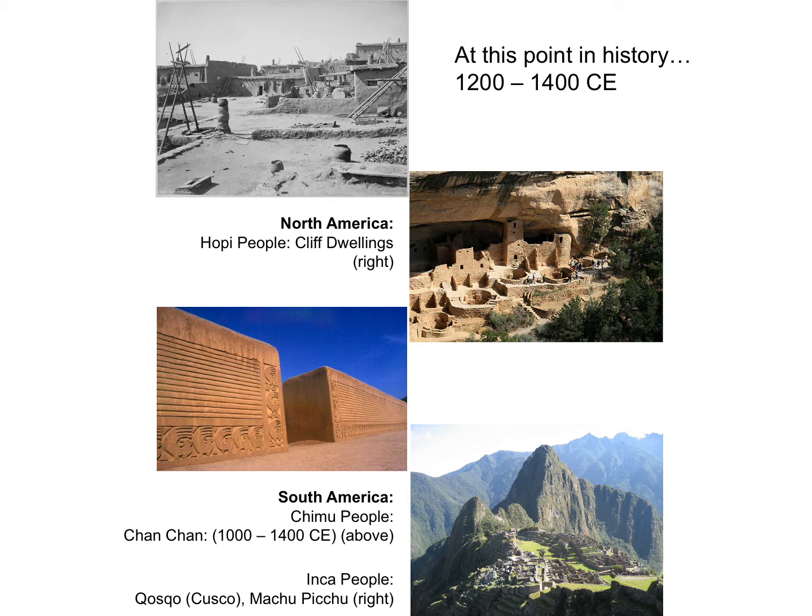Let's take a second to think about what else is happening at this time period. Between 1200 and 1400 CE, for example, in North America, we have the Hopi people and their incredible cliff dwellings. You can see that image in a tiny version on the right, the way that they have carved into the stone. They are creating tectonic architecture in these beautiful, defensive, communal ways. And then in South America, as we'll see today, we're looking at the Chimú people, particularly the citadels at Chan Chan, and then the Inca. All of this is happening at the same time in history.